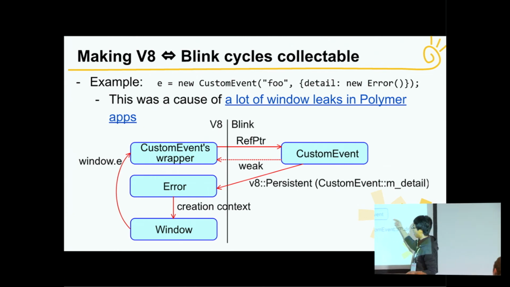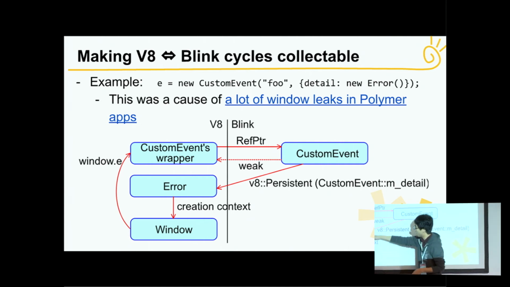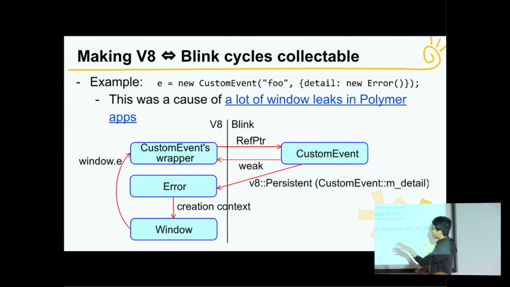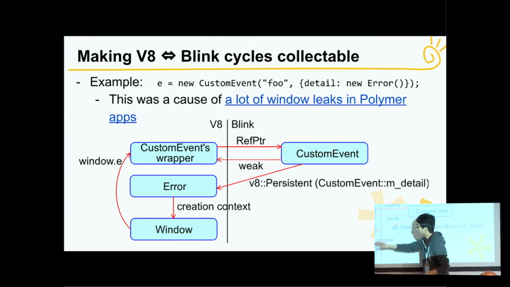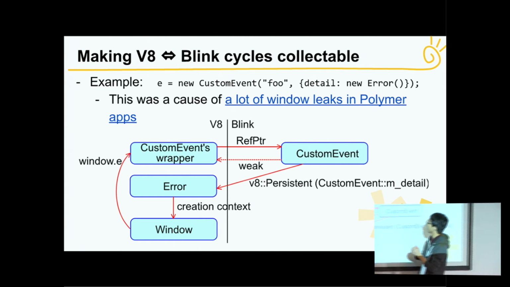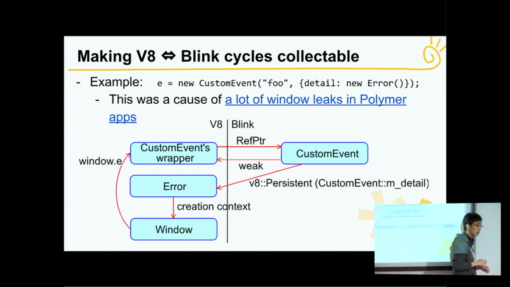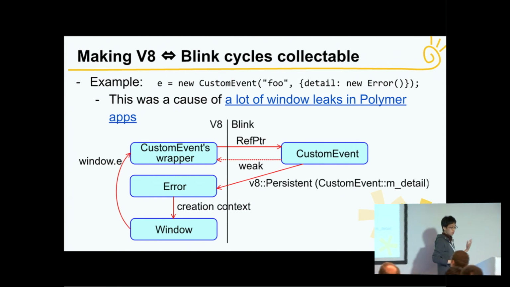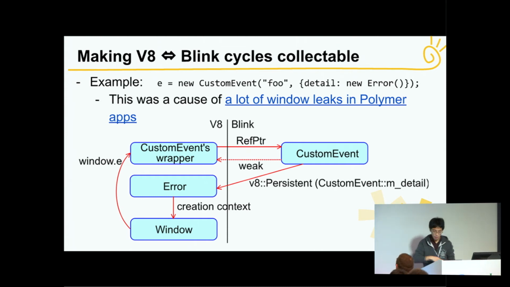So this CustomEvent holds a strong V8 persistent handle to the error object. The interesting observation here is that any V8 object holds a strong reference to the window object that created the V8 object. So there is a strong reference from the error object to the window object. And there is window.e, which is pointing to the CustomEvent wrapper. So there is a cycle that crosses the V8-Blink boundary. This caused the entire leak of the window object in Polymer apps, and the memory was bloated.